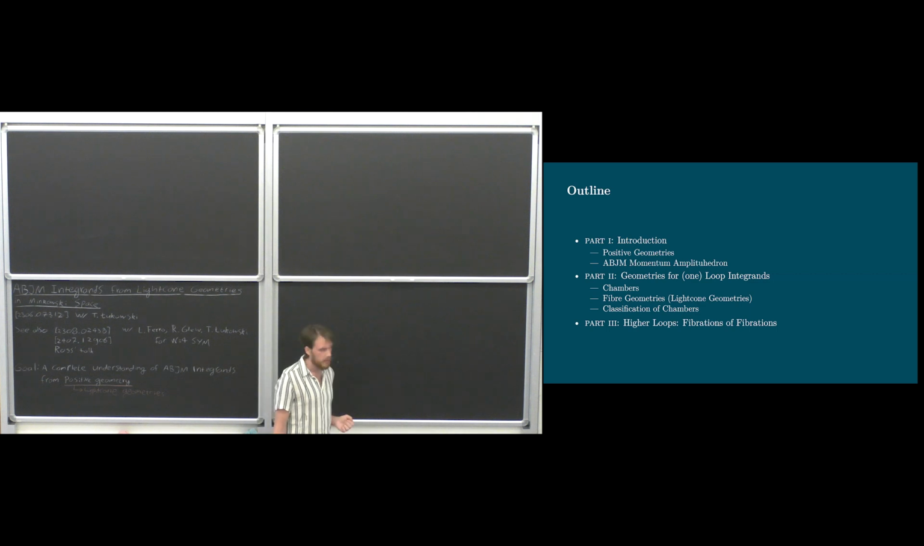And in the end, if there is time left over, I would like to go over some of the story for higher loops. This is related to the notion of fibrations, which Russ talked about last week. Even though the main ideas are very similar to the one loop story, there are some interesting new structures that appear at higher loops, but we'll see how far we get.